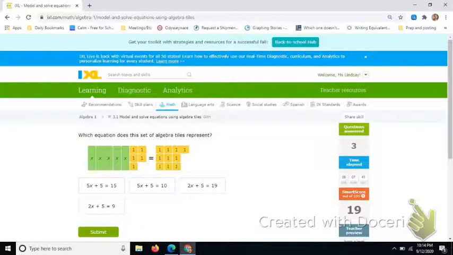This time we have to choose which equation this represents. So I would count my x's, 1, 2, 3, 4, 5. So it looks like 5x. There are 5 ones. And then my equal sign. And then 1, 2, 3, 3 times 3 is 9, plus the extra one is equal to 10. So 5x plus 5 is equal to 10 would be our equation. Sorry about that.